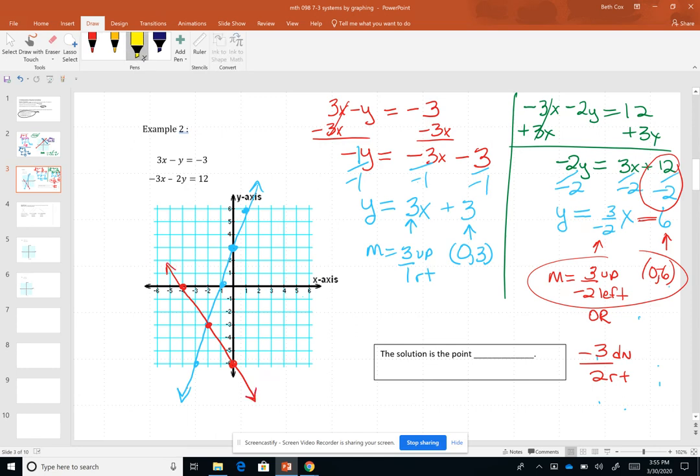All right, now I've seen my answer. My answer is here. And I just need to figure out what the coordinates are for that one. The x for that one is a negative 2, and the y for that is negative 3. And that is my answer.